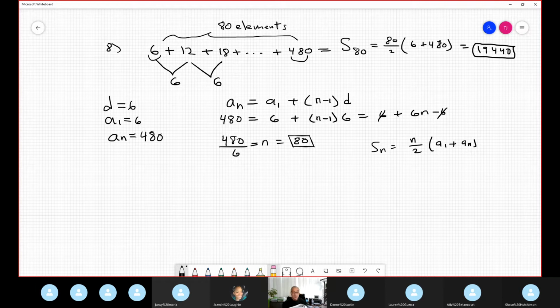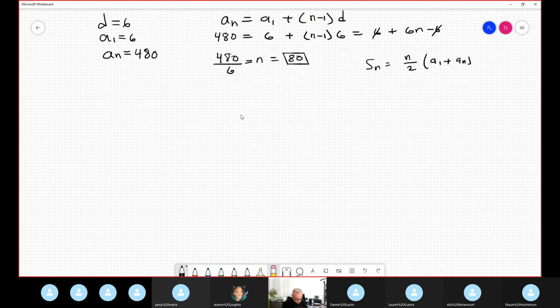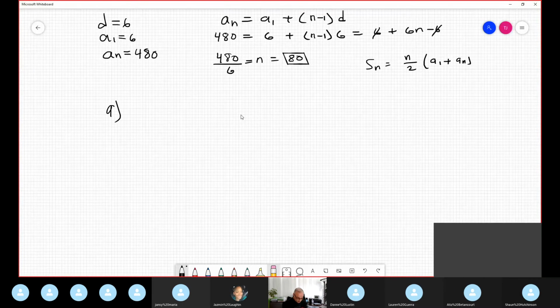Okay, let's go to the question 9. The question 9 is also summation. In the question 9, we can do that in a different way. Question 9. Can you scroll up a little bit? Yeah.